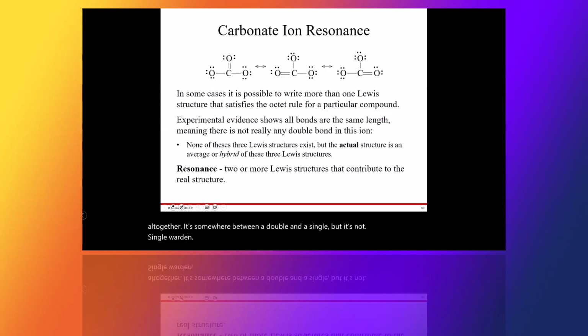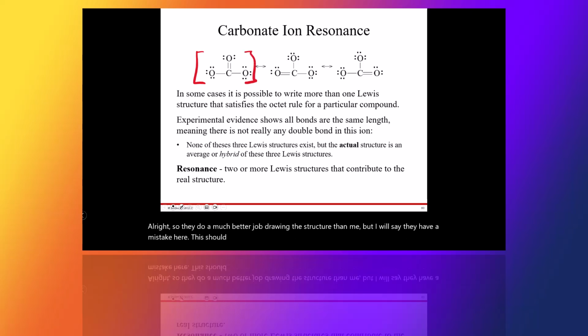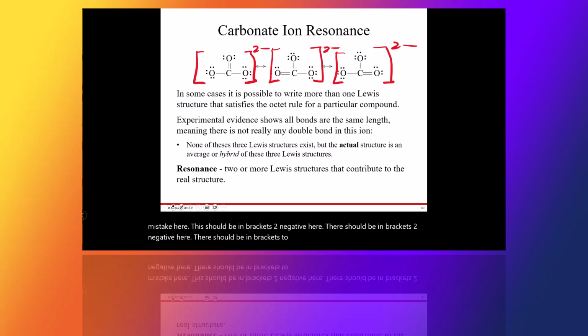All right, so they do a much better job drawing the structure than me, but I will say they have a mistake here. This should be in brackets, 2 negative here. This should be in brackets, 2 negative here. This should be in brackets, 2 negative here. Make sure you put the brackets around an ion. That signifies that there's some alteration there.